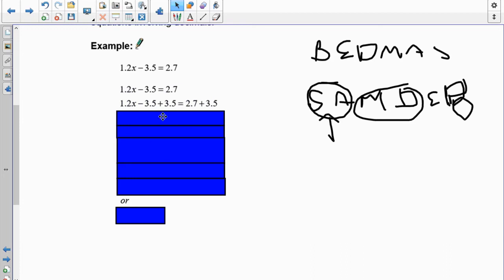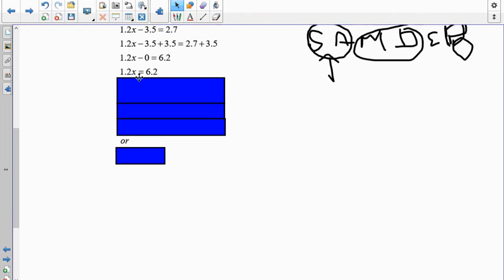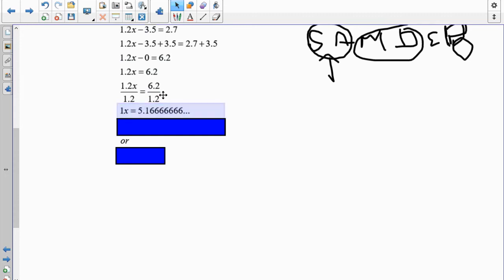Now you can use your calculator to do the math on the right hand side, but negative 3.5 and positive 3.5 give you 0. And of course 2.7 plus 3.5 gives you 6.2. The 0 goes away, leaving you with 1.2x is equal to 6.2. Now we're multiplying by 1.2, so to undo multiplying by 1.2, we're going to divide by 1.2. Anything divided by itself is 1. And of course 6.2 over 1.2 gives you 5.1, and then the 6 repeats. So we end up with x equals 5.1 with a 6 repeating.